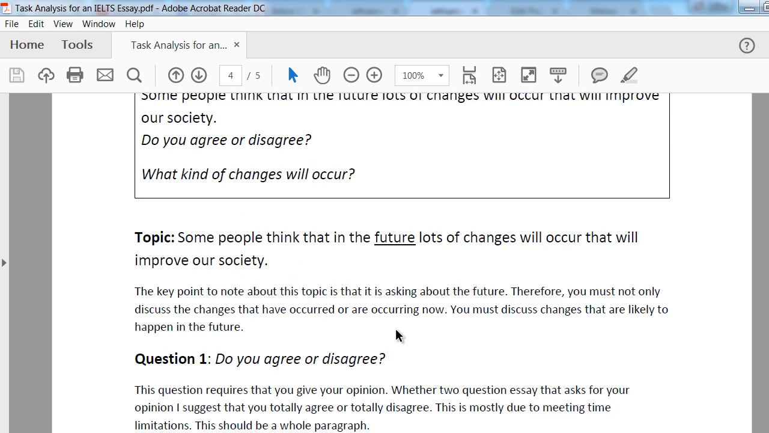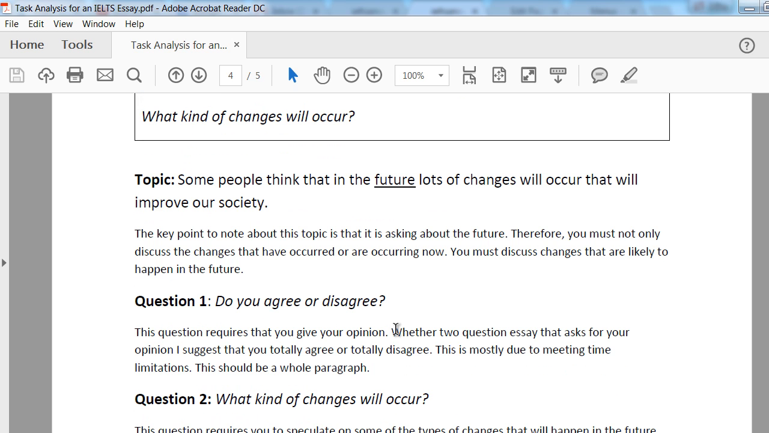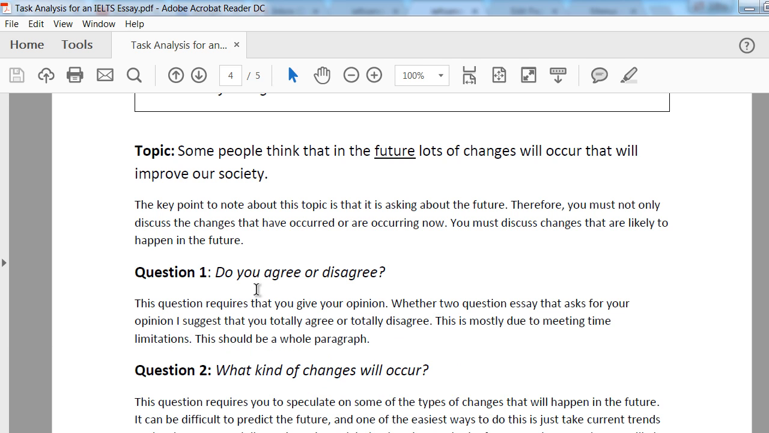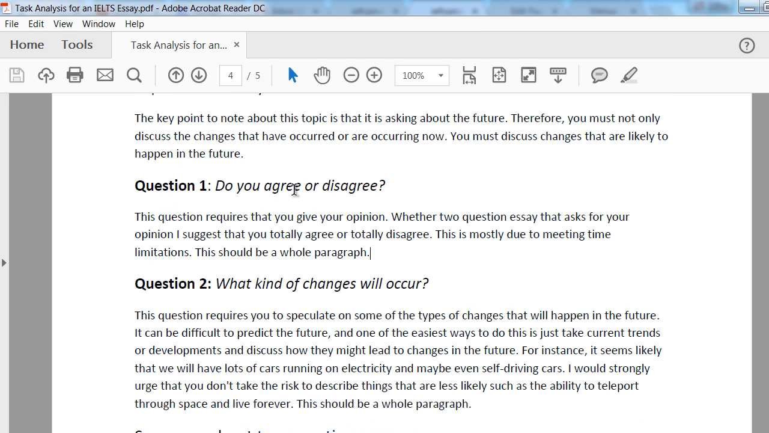And then let's have a look at our first question. So the first question we're asked for our opinion, do you agree or disagree? Now with a 2-question essay, I would urge that you, or suggest that you just totally agree or totally disagree, because if you try and cover both sides of why you agree and why you disagree, you're probably going to run out of time. Let's say that we agree. Then we move on to what kinds of changes will occur.